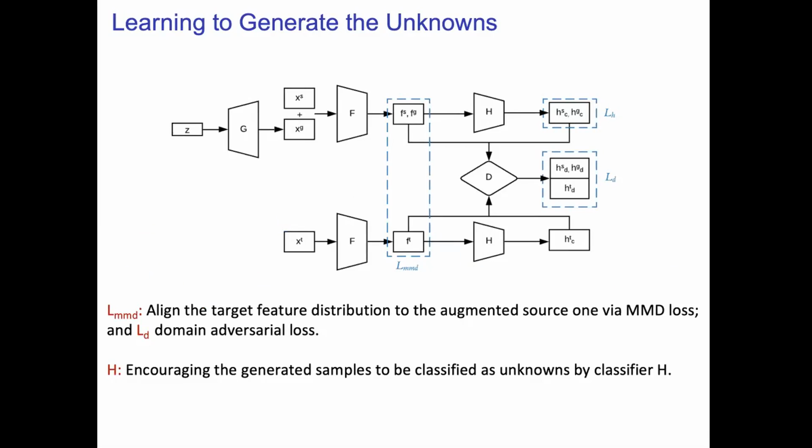We introduce a generator G that, given a noise vector Z as input, produces unknown samples XG. Then we complement the source data with these newly generated samples, and we pass the augmented source data and the target data to the feature extractor and extract their features. So by augmenting the source data with unknown samples, we have turned open set domain adaptation into a closed set problem. And now we can exploit the distribution alignment strategies such as MMD-based loss and adversarial domain classifier to align the target feature distributions to the augmented source one. Also, we have a multi-class classifier H that encourages the generated samples to be classified as unknown.